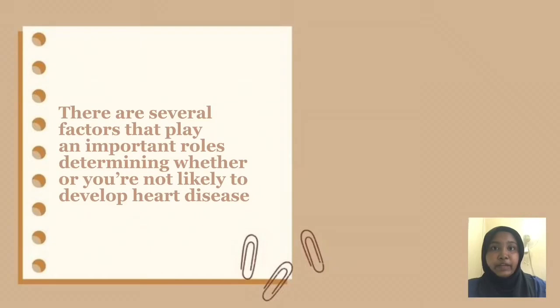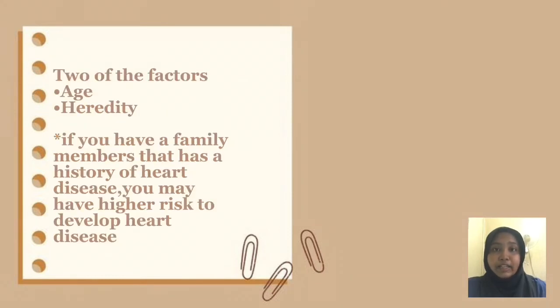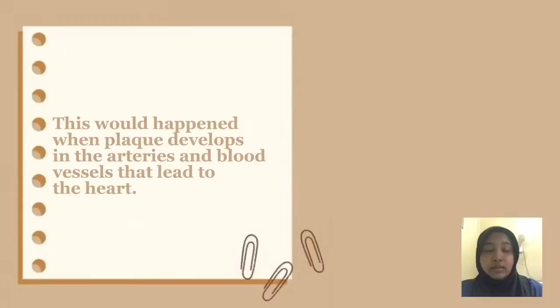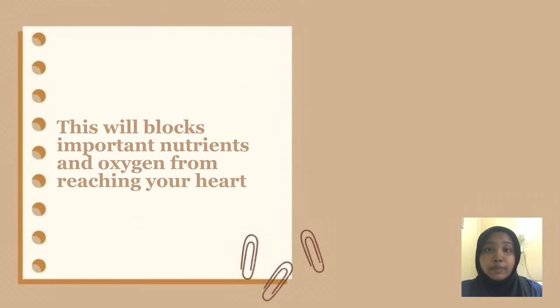There are several factors that play important roles in determining whether you are likely to develop heart disease. 2 of these factors are age and heredity. Your risk could be a lot greater if you have a family member with a history of heart disease. Some studies have shown that people with depression develop heart disease at a higher rate than the general population. This happens when plaque develops in the arteries and blood vessels that lead to your heart. This would block important nutrients and oxygen from entering your heart.